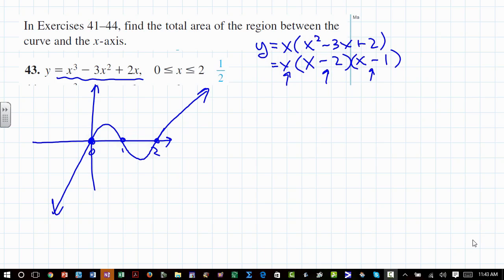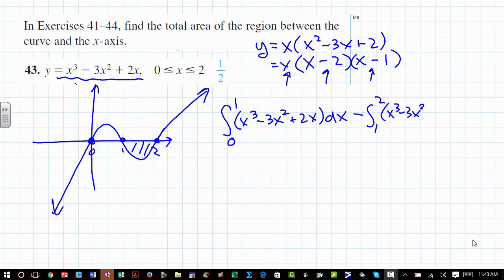So if I want to know what the area between 0 and 2 is, I'm going to have to break this down into two integrals. One from 0 to 1 of x cubed minus 3x squared plus 2x dx. And then, since this is quote-unquote negative area, I'm going to subtract the integral from 1 to 2, sorry, 1 to 2. Thank you for that correction. From 1 to 2 of x cubed minus 3x squared plus 2x dx.